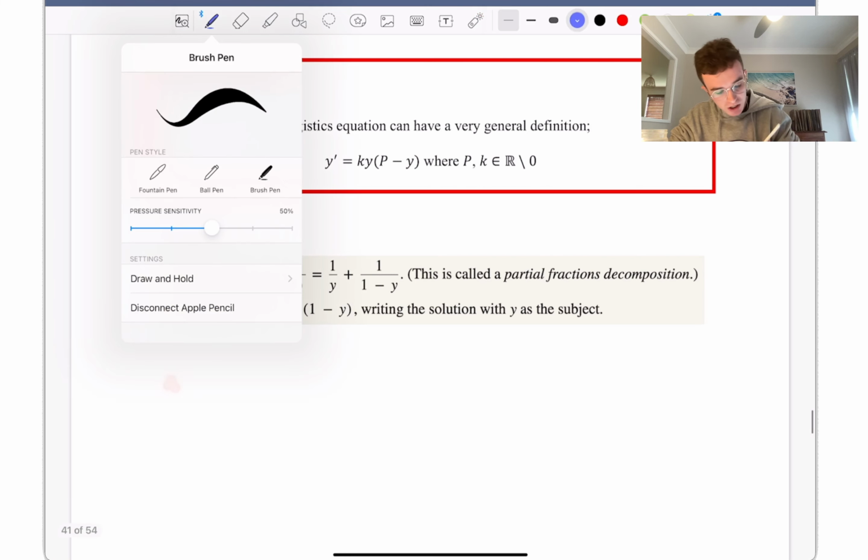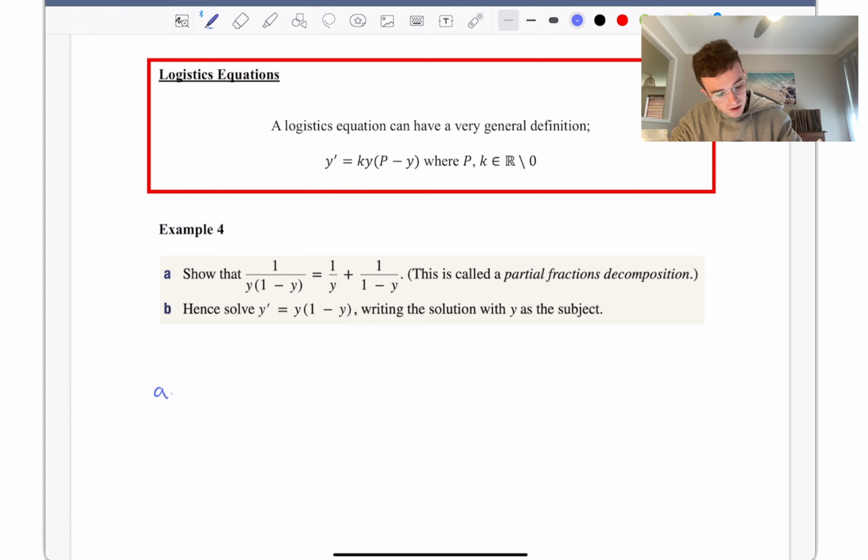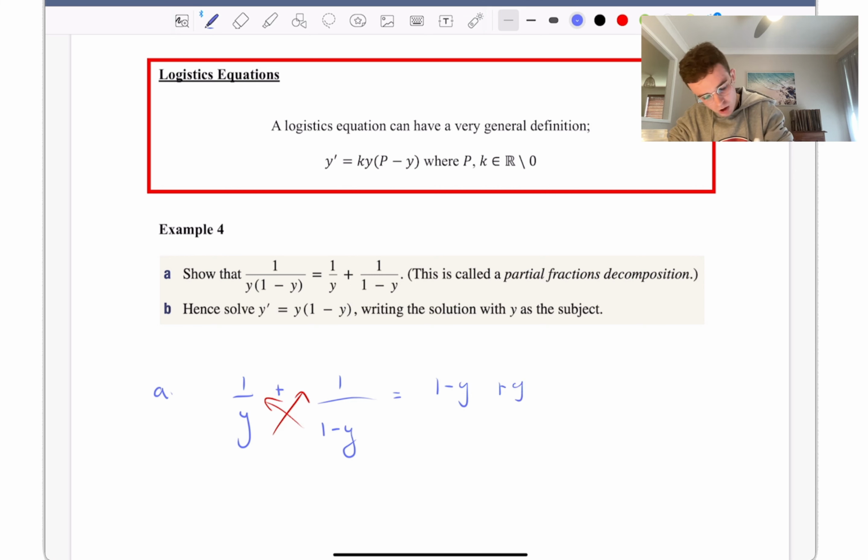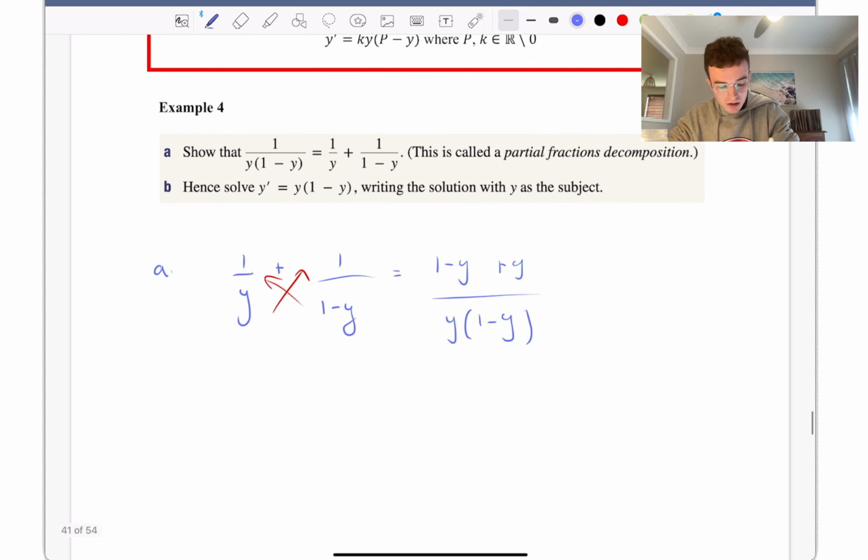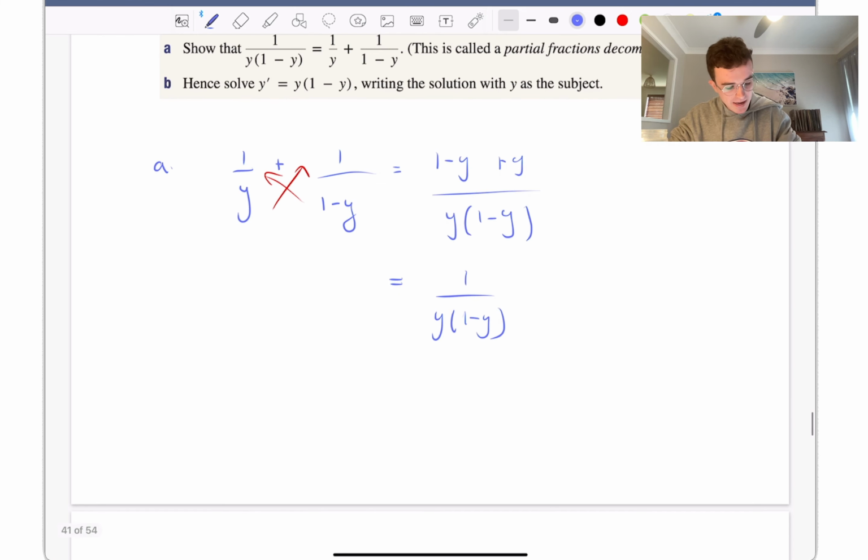To show that, we're just going to do cross multiplication. So 1 on y plus 1 on 1 minus y, we cross multiply, and that will give us 1 minus y plus y on y multiplied by 1 minus y. Our y's will cancel, so we get 1 on y(1 minus y). So we've shown that. Part B, we've got to hence solve the differential equation y dash equals y(1 minus y).